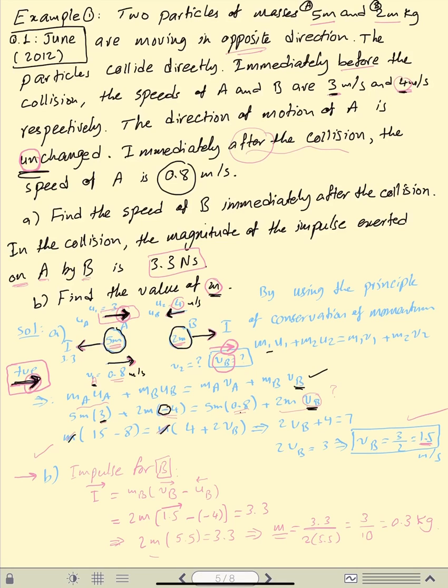Cancelling m from both sides, solve this equation for VB. The speed of the particle B, or particle 2, is 1.5 meters per second.